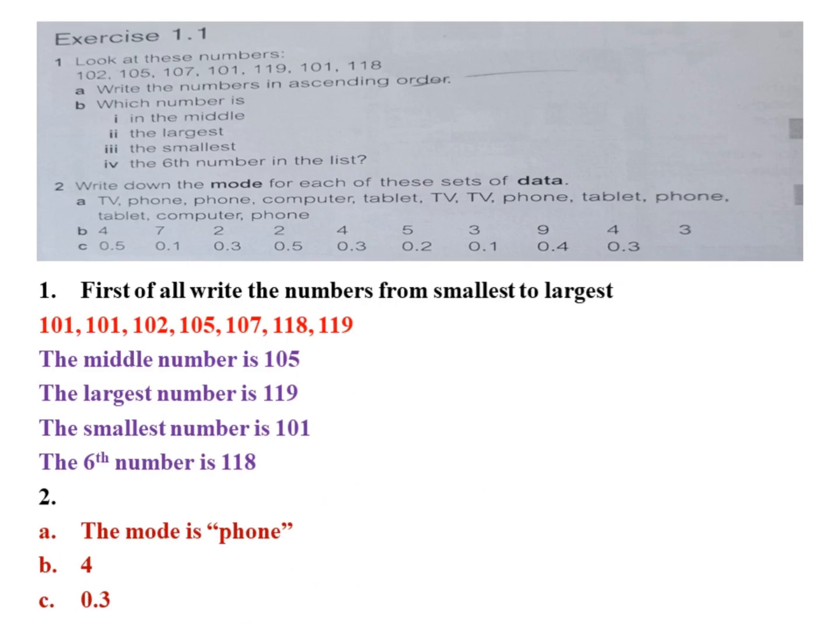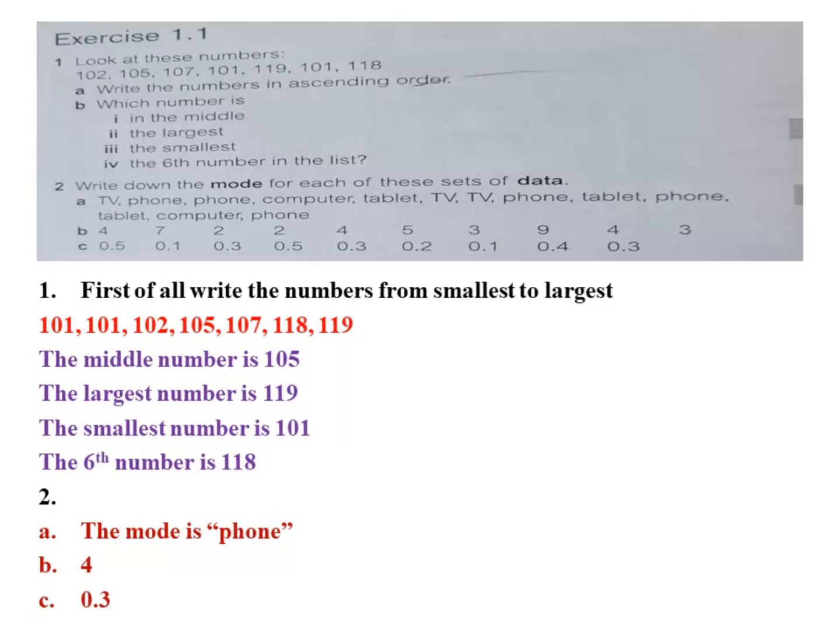Let's take a look at exercise 1.1, question 1. Looking at these numbers, you need to identify the middle number, the largest number, the smallest number, and the sixth number in the list. First of all, serial number A says to write this set of numbers in ascending order. So we write the numbers from smallest to largest. Once you write the set in ascending order, the number set becomes 101, 101, 102, 105, 107, 118, 119.